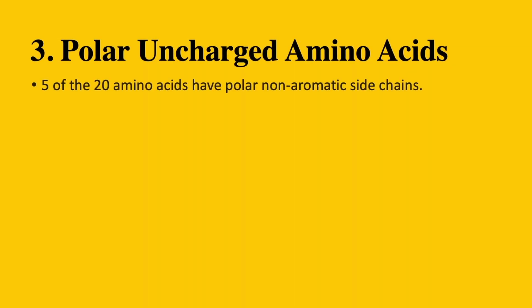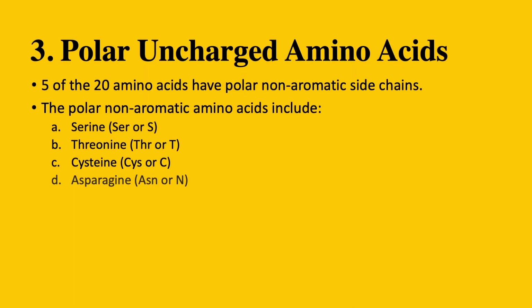Now let's look at the polar uncharged amino acids. 5 of the 20 amino acids fall under this category. They include serine, threonine, cysteine, asparagine, and glutamine. The acronym I use to remember this is STCNQ. Again, the acronym is made of the one-letter abbreviations used to identify each of the amino acids. This category can be a little challenging to remember, but it's completely doable with a little practice and effort. So let's get into it.